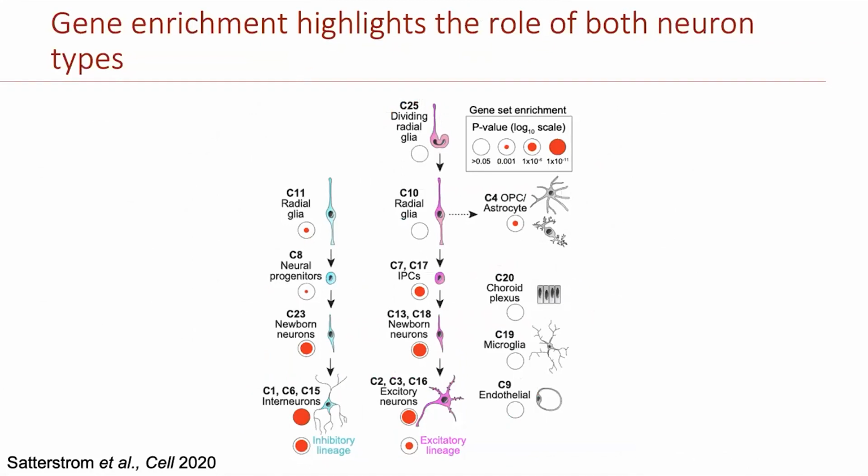So here's another way of showing that same data. Here I'm showing the development of those different neurons. We're seeing the inhibitory lineage on the left, the excitatory lineage in the middle, and then glia on the right. The differentiated mature neurons are at the bottom, the immature developing ones are at the top. In red here, we're showing the gene enrichment, and we saw that that was particularly strong for these mature and maturing interneurons and excitatory neurons at the bottom. So this is the same image we've just seen.